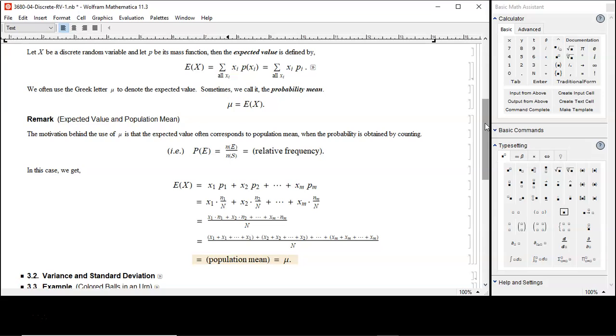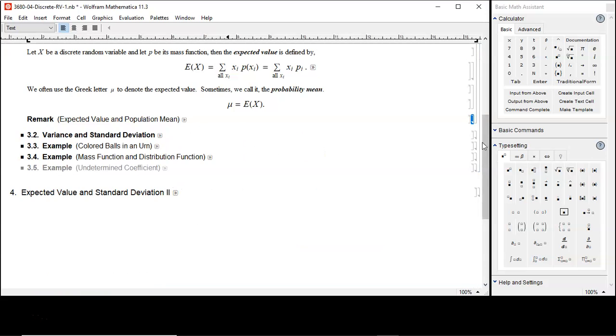So what do we have? Population mean and the expected value actually mean the same thing in a special case when the probability is given by the relative frequency. By straight up counting number of outcomes in the event over the total number of outcomes in the entire sample space. If your probability is like that, then they're all the same.